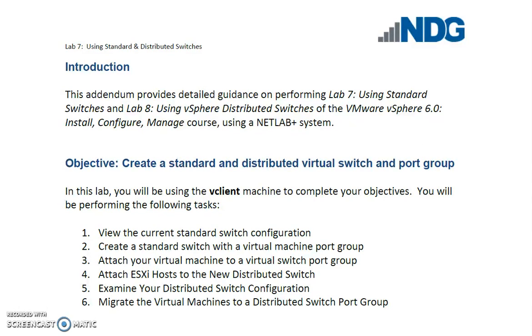We're going to view the current standard switch configuration, create a standard switch with a virtual machine port group. We'll attach our virtual machine to a virtual switch port group. Then we will attach the ESXi host to the new distributed switch. We'll examine the distributed switch configuration, and we'll migrate the virtual machines to a distributed switch port group. Because of the number of steps involved, we will record this over a series of videos.